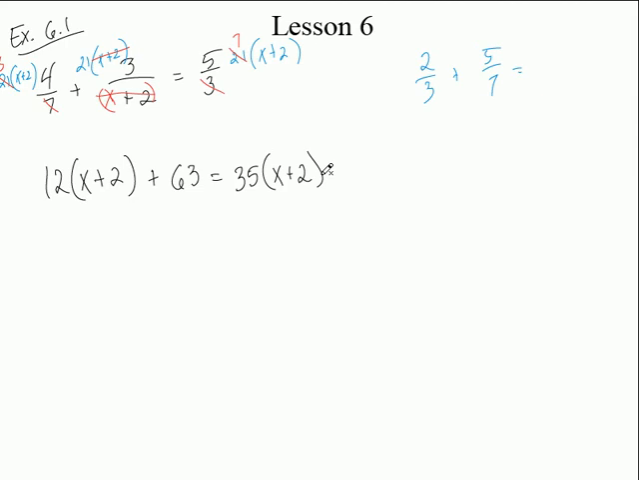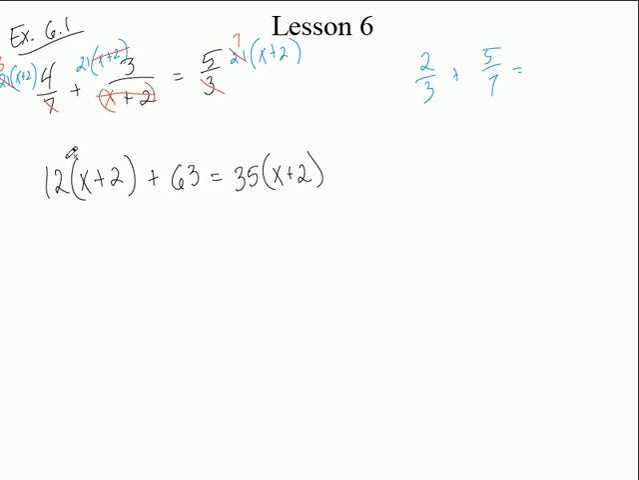All right? Now this looks a lot better, doesn't it? This looks a whole lot better. Why does this look better to solve for x than what we started with? Because we don't have any what? We don't have any denominators. It's not a fraction, right? We have no fractions anymore. Okay, now it's just basic algebra 1 kind of stuff.